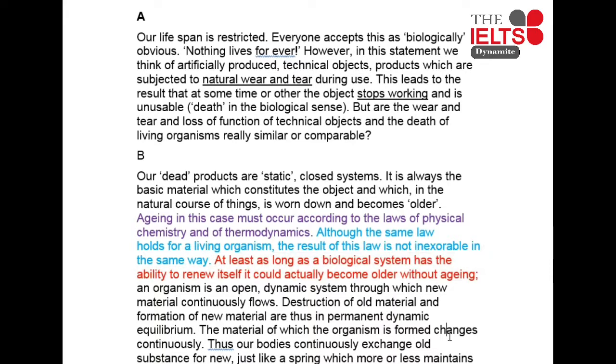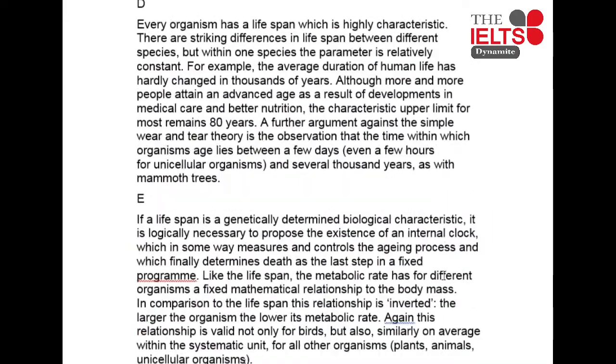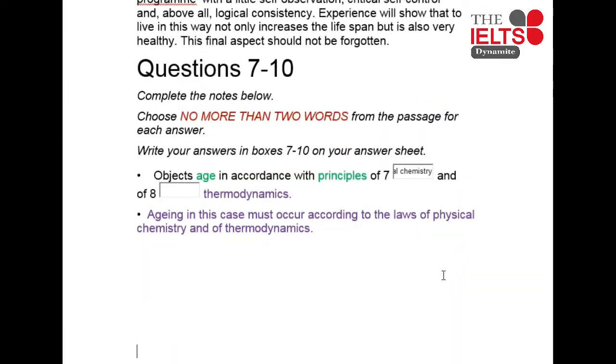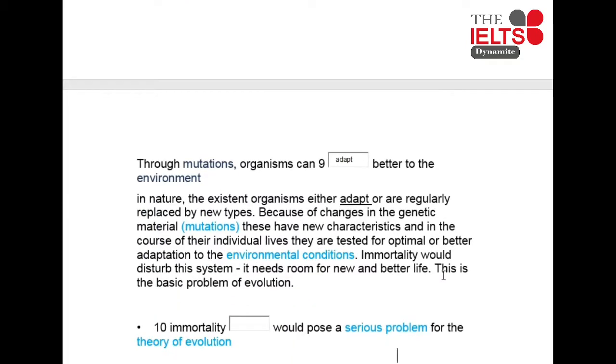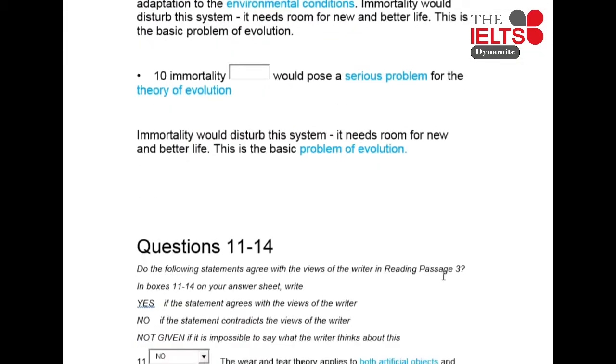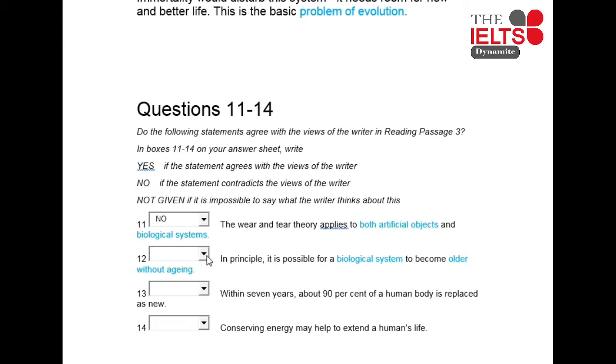It doesn't happen a lot. So it's "at least as long as a biological system", the same as in the question, has the ability to renew, make it new, it can actually become older without aging. So the statement agrees with what the writer said, so the answer is yes. Let's see the next one.